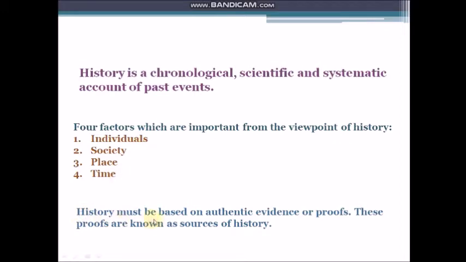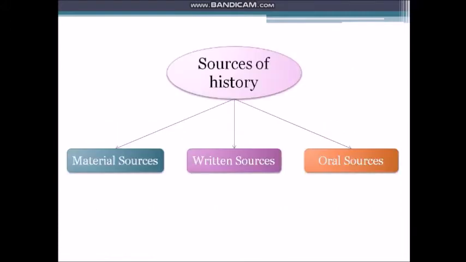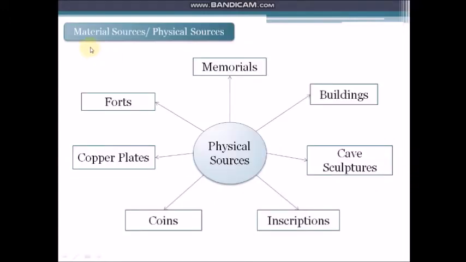History must be based on authentic evidence or proofs. That means it must be based on facts or proofs. These scientific evidences are known as sources of history. Now let's classify the sources of history. Sources of history is classified into material sources, written sources, and oral sources. First of all, let us learn material sources.